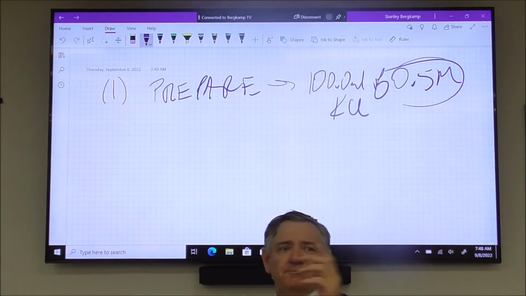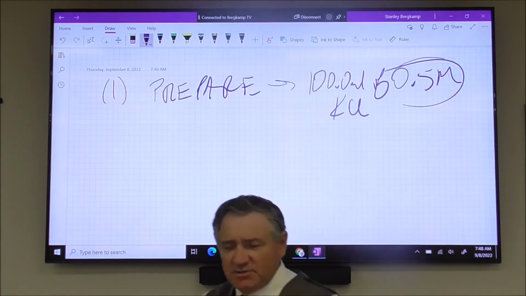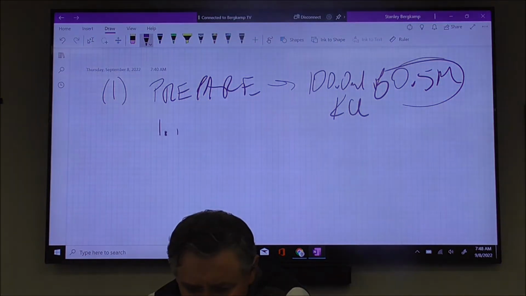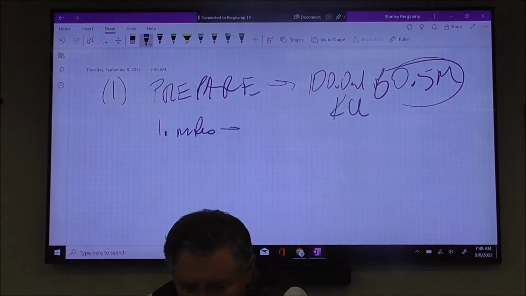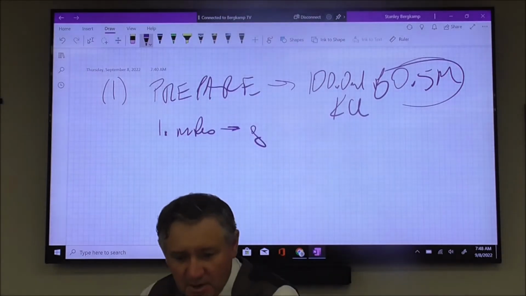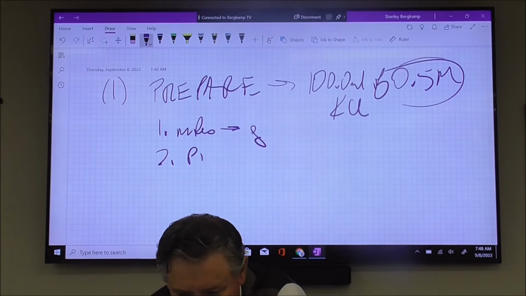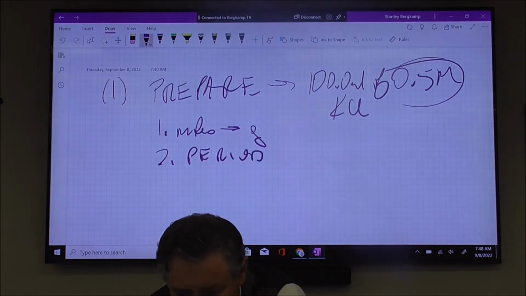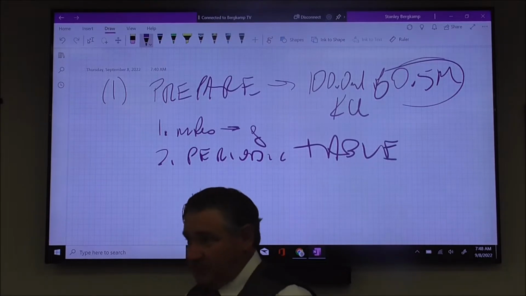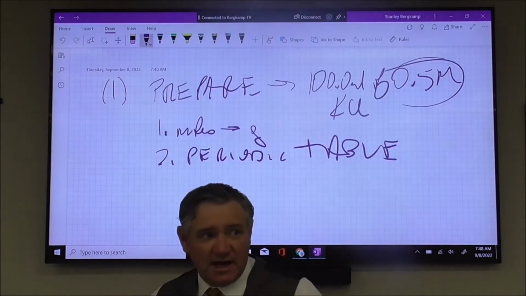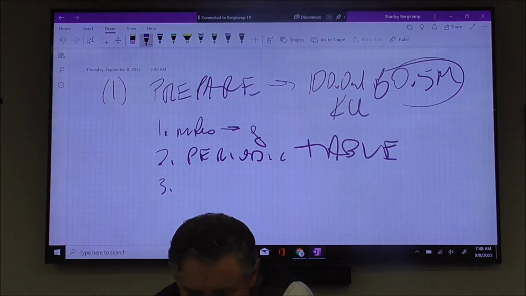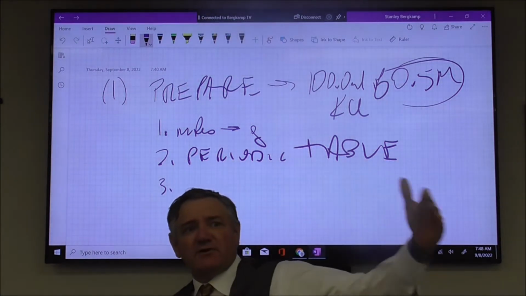So what are some things you're going to have to do? You know you've got to convert moles to grams, because that's what the scale measures in. You know at some point you have to look at the periodic table. Those are two things that have to happen. And you know that at some point, what do you want your final answer to be in?